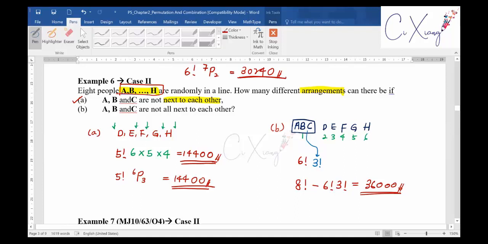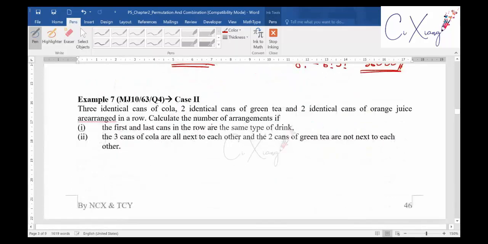All right. Okay. So this is how we do it. And then for this part B, it's a bit tricky, the way that they are asked to answer, the word that they are using. But again, please make sure that you understand what they want, because they might come out again in the real exam. Okay, so next one.